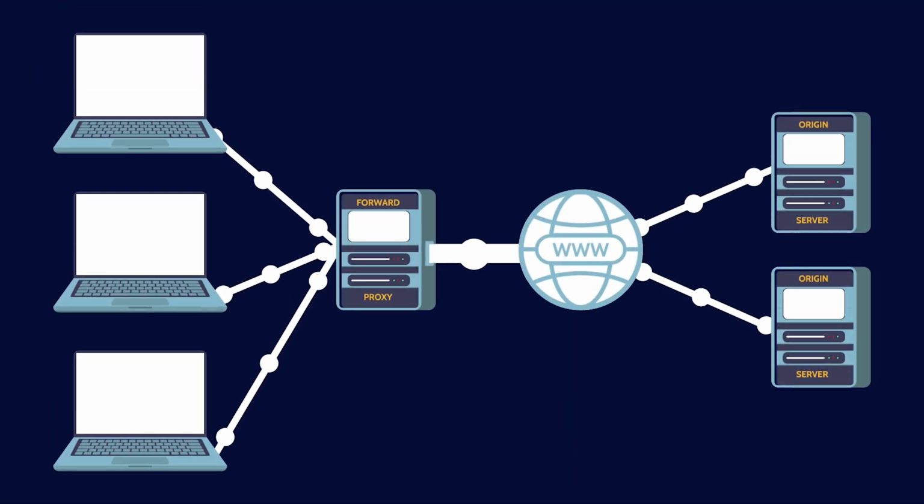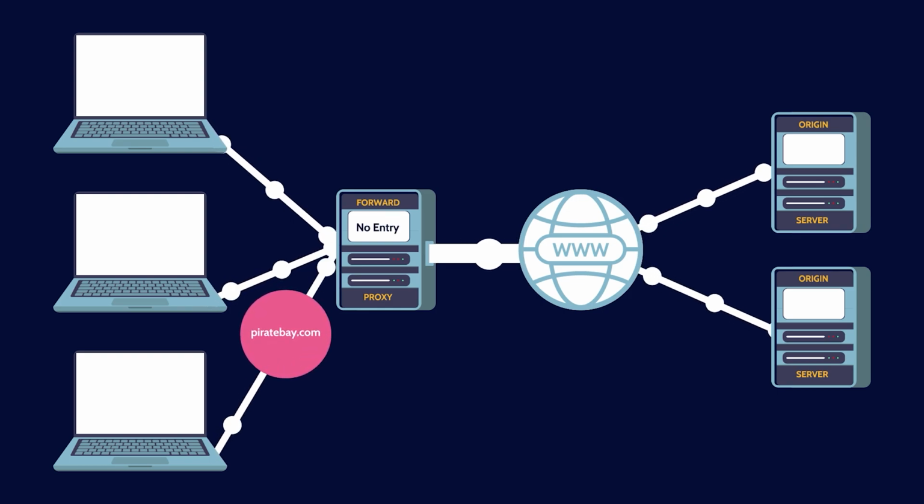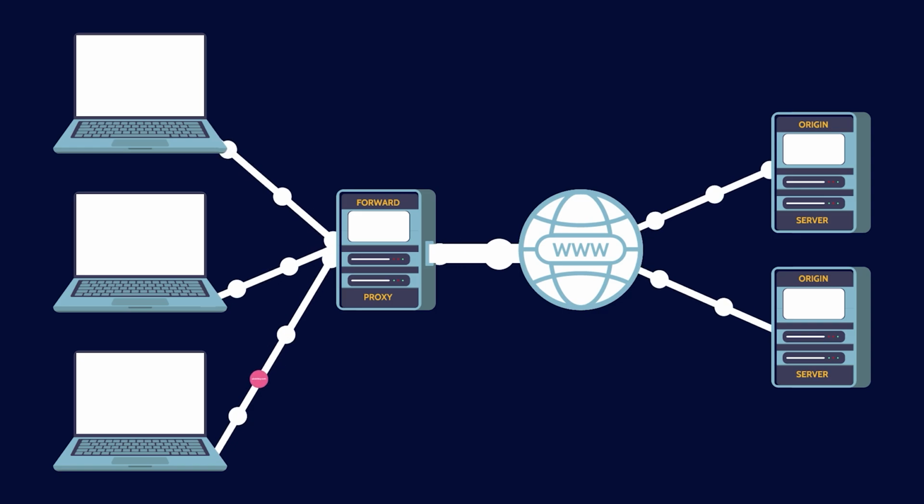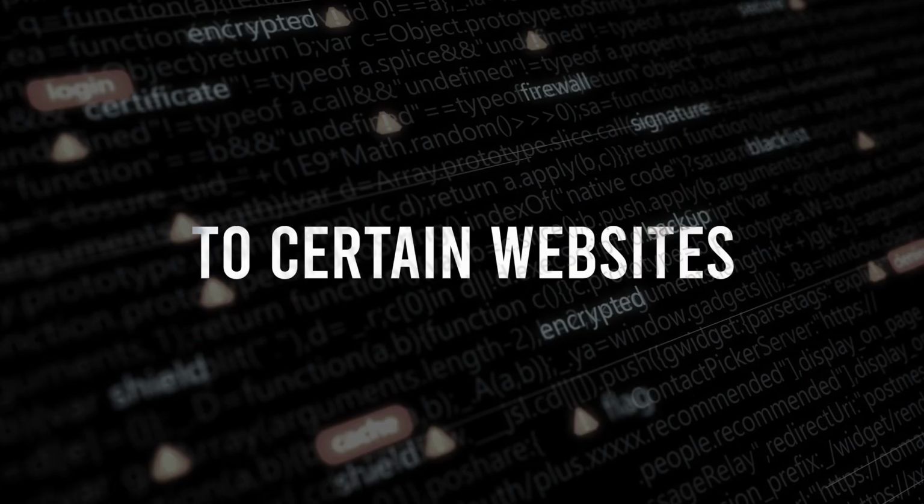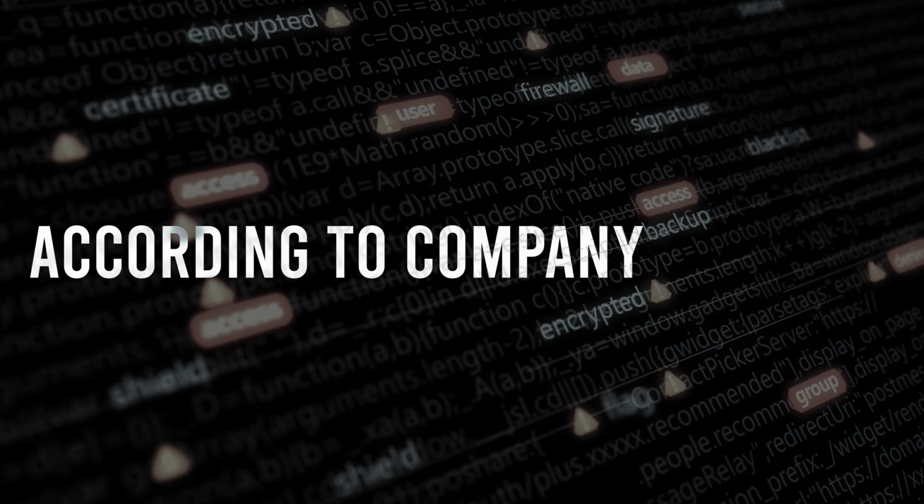For instance, in a corporate environment, these proxy servers, called Secure Web Gateways or SWGs for short, can be used to control and monitor employees' internet usage. It can block access to certain websites and filter content according to company policies.